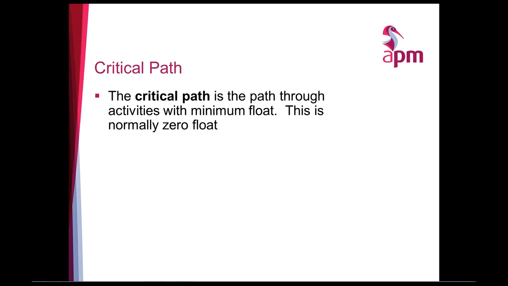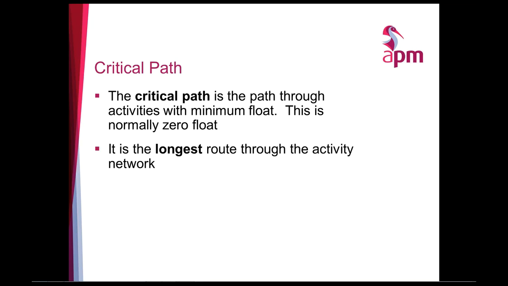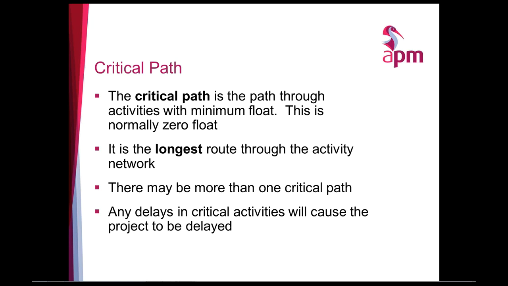So the critical path is the path with the minimum amount of float, and this is normally 0. It's very rare that you get a critical path that's got actual float in it. It's the longest route through the network. People get confused and think, oh, it's the critical path, it must be the shortest route. No, it isn't. It's the longest route through the network. And you might have more than one critical path. Any delay to any activity on the critical path will cause a delay to the entire project, because there's 0 total float.